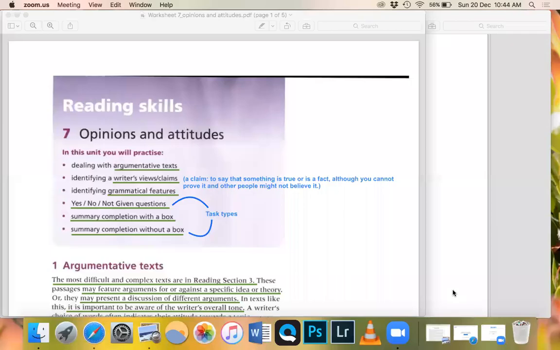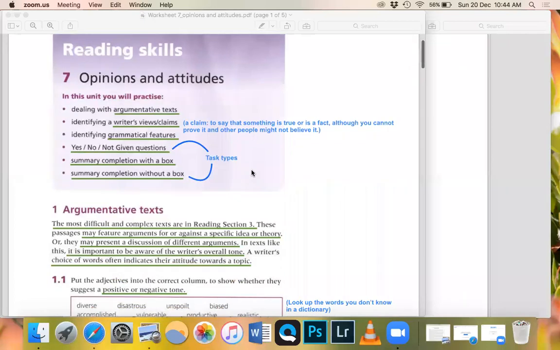All right, we're going to move on to the last worksheet. Worksheet 7, and we're going to be practicing some tasks to do with the third reading passage. So this one may be a little bit harder. So we had a look at discursive texts, which are a discussion. Now we're going to have a look at argumentative texts. So in these kinds of texts, the writers often give their opinion and attitude. We may also need to look at the writer's claims or views.